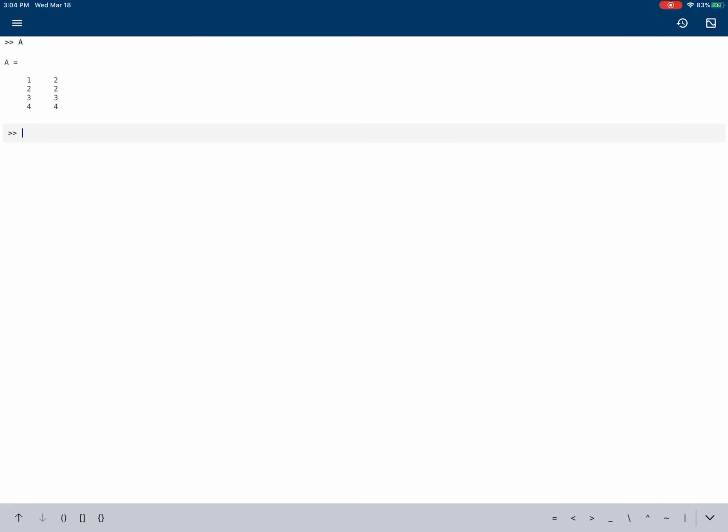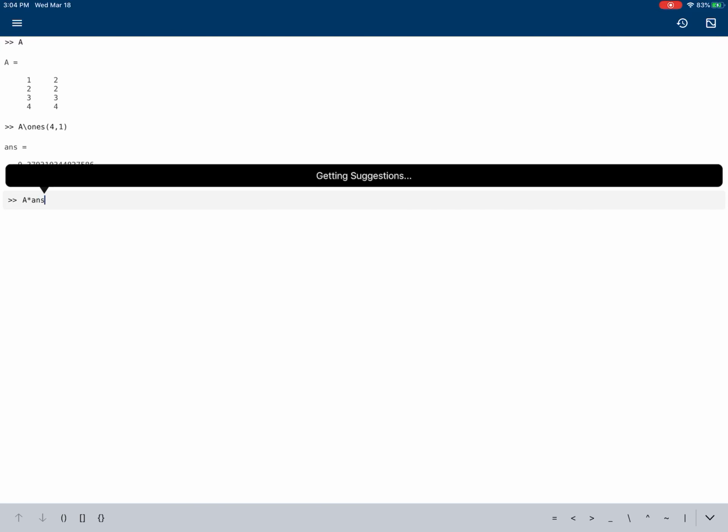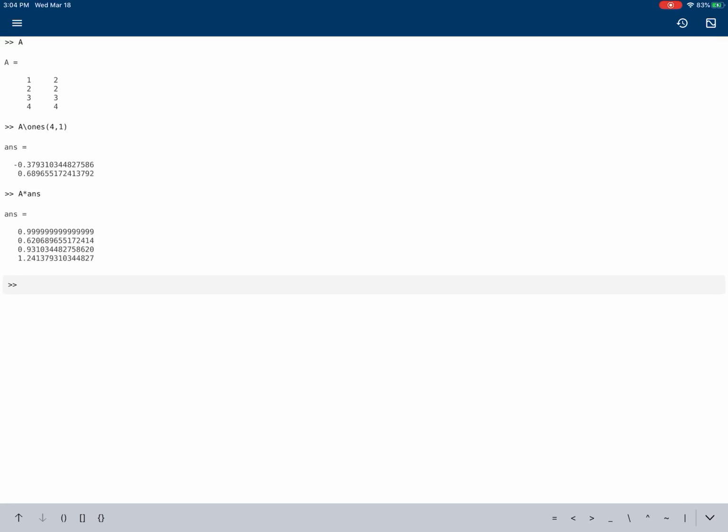I'll show you exactly what was happening in this case. If I go back to MATLAB real quick, if I solved A against the ones vector, we saw that this answer, A star answer, was close, but not quite equal to the ones vector as we want it to be. So what is MATLAB doing in this backslash function?